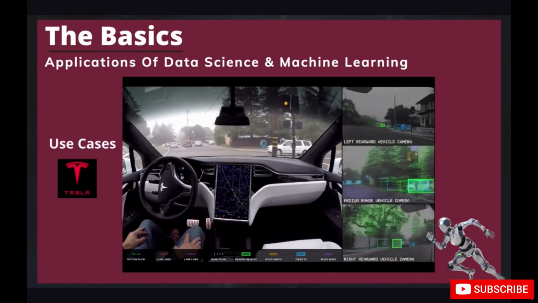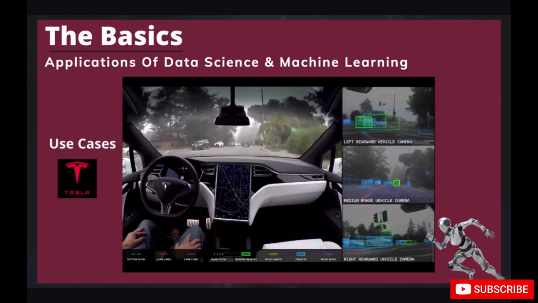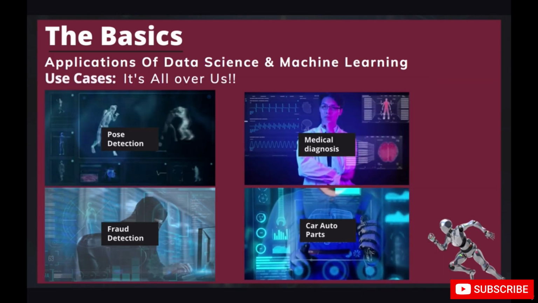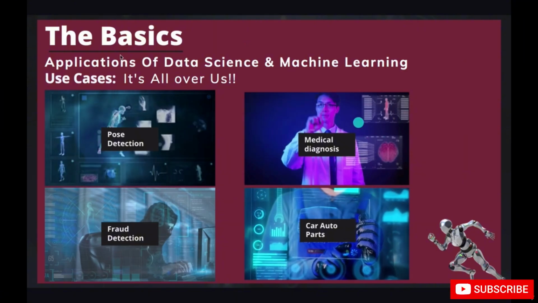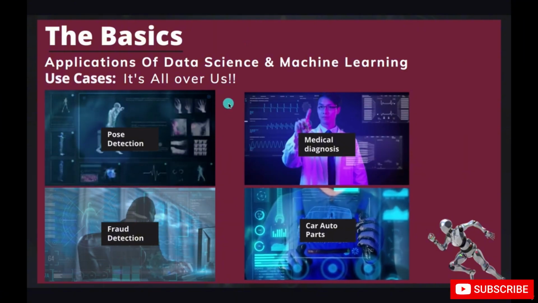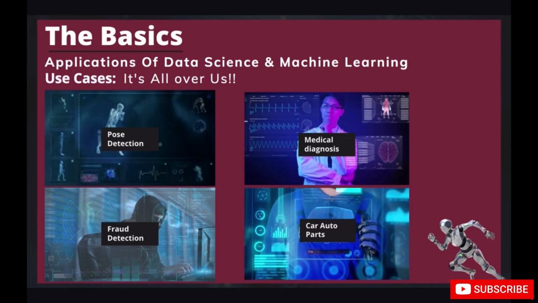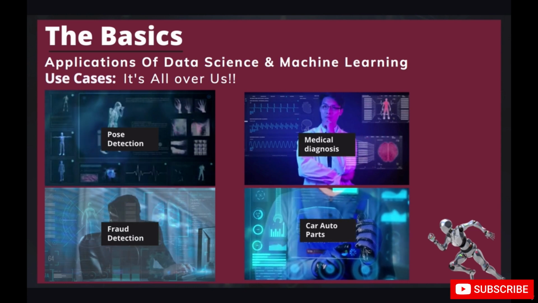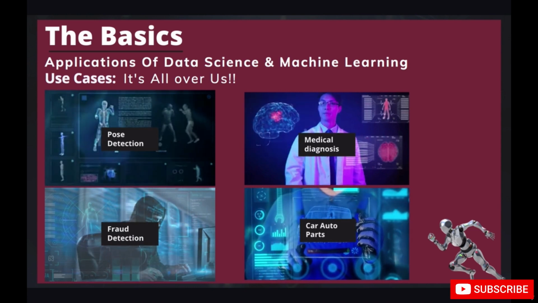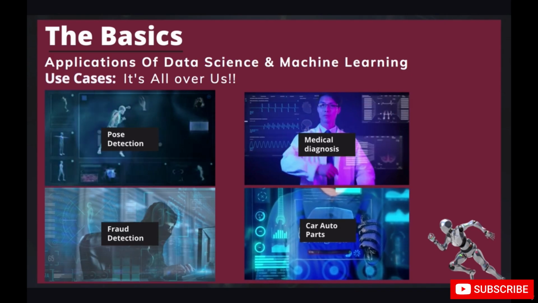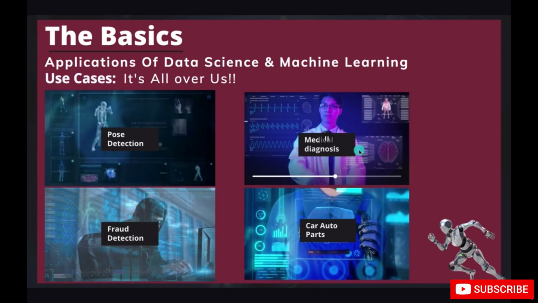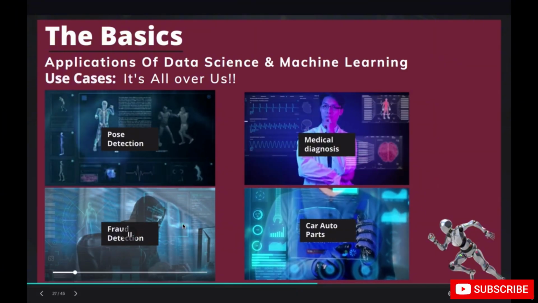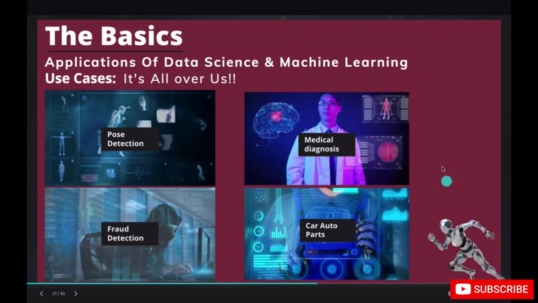And I'm sure you've also witnessed a lot of these examples in different areas in your industry or in your community. And if you think about it, it's all over. Pose detection, for instance, is applied in most entertainment industries, especially in the boxing industry. They use pose detection, and it's also image and video, so that is computer vision skills there. And then in medical image analysis, that is computer vision there. Fraud detection, that is natural language processing there. Car auto parts, computer vision and stuff like that.